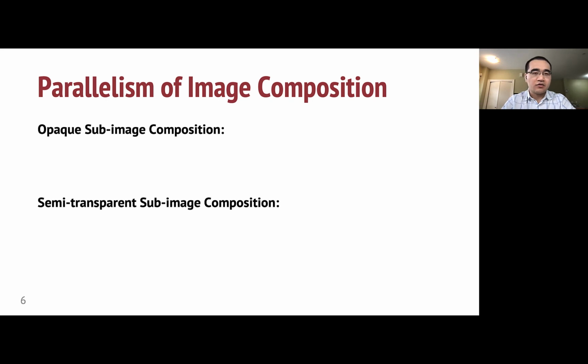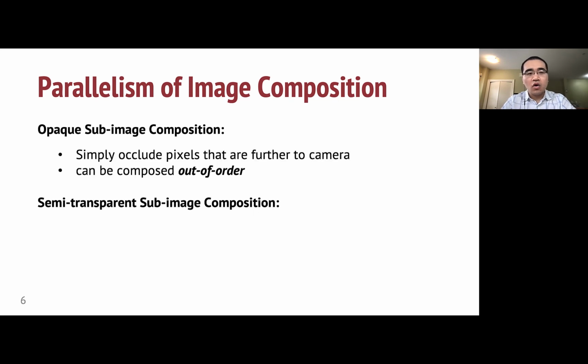We simply classify image composition into two types, opaque image composition and semi-transparent image composition. For opaque composition, it's very simple because we only need to occlude pixels that are further from the camera. This can be done in any order. It's pretty straightforward because the final result is the pixel that is closest to the camera. This has nothing to do with the order of pixels that participate in the composition.